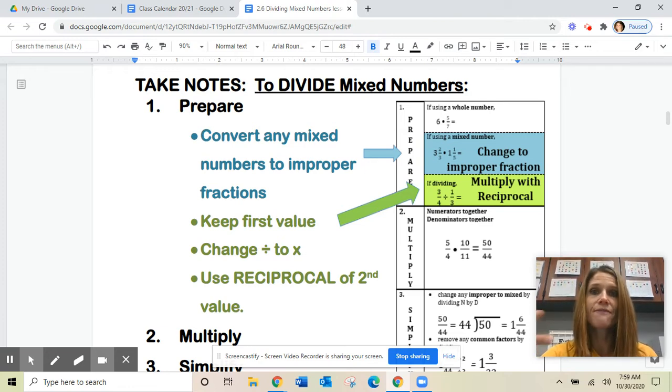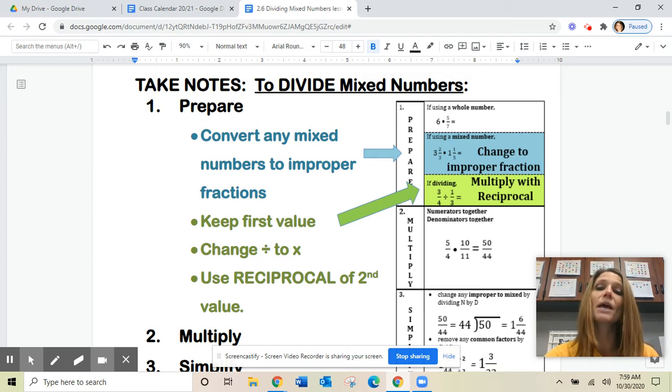But we're also dividing. So once we have improper fractions, we have to figure out which of those values will stay the same because we keep it, and then which of those values are we going to reciprocal and flip over. That way we'll be ready to multiply and then simplify. So there's a lot of work that needs to be done before we can multiply.